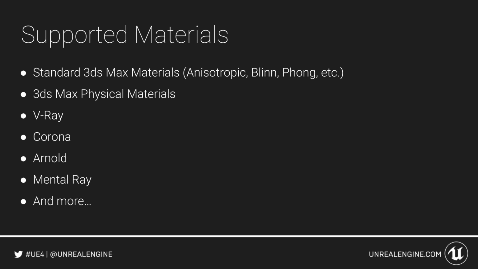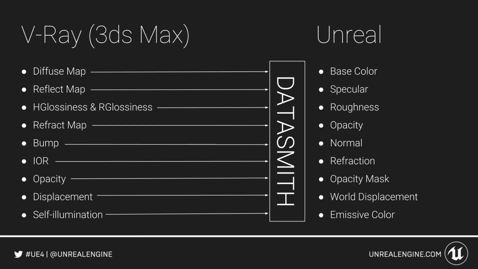The Datasmith import process supports a lot of different material types, as you can see here. Obviously, it supports standard 3ds Max materials such as anisotropic, blend, Phong, and so forth, as well as 3ds Max physical materials, and of course V-Ray materials, which we're using in this course, Corona materials, Arnold, Mental Ray, and quite a few more.